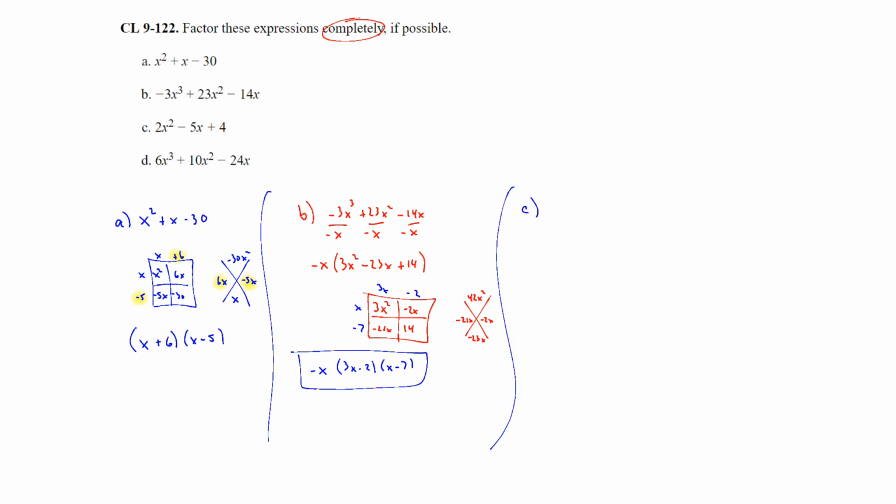Alright, and on to C. 2x squared minus 5x plus 4. There is no common factor, so we're just going to go straight to the generic rectangle. We got 2x squared, positive 4. So what multiplies to give us 8x squared, but adds to give us negative 5x? So factors of 8, 1 and 8, and 2 and 4. And it doesn't appear either one of those is going to give us a negative 5x, so therefore this one is not factorable, or we could say it's prime.